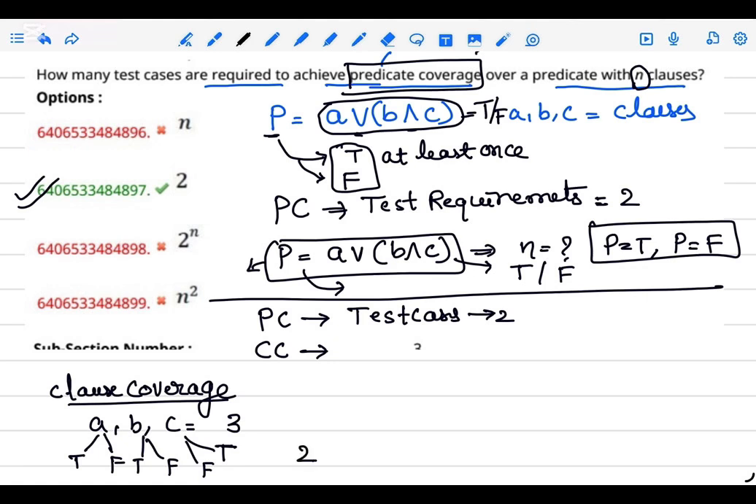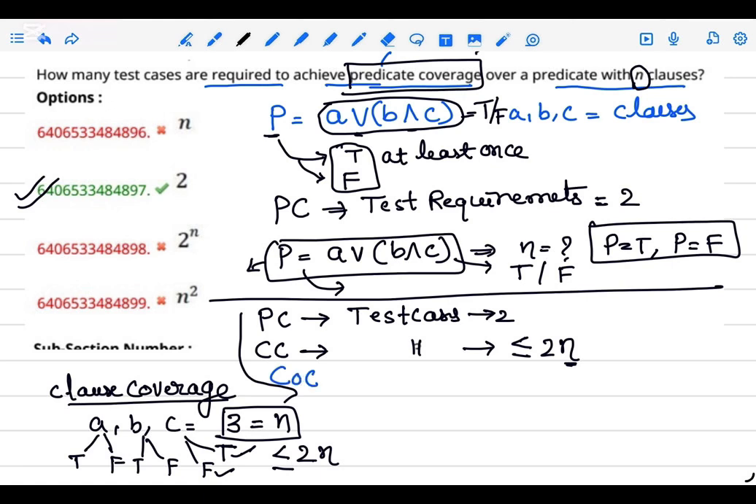One test case is true, another test case is false for each clause. Here how many clauses? n equals 3 clauses. So for clause coverage, the number of test cases is less than or equal to 2n. Here n is the number of clauses.